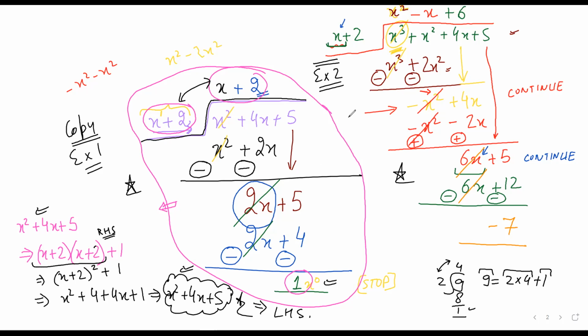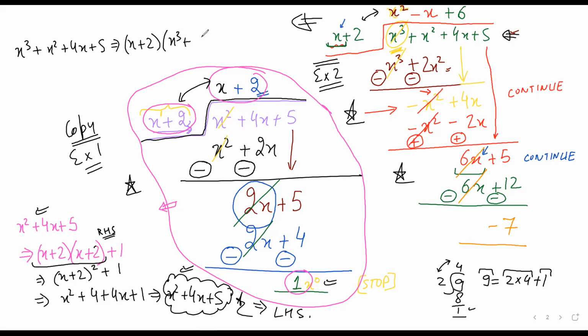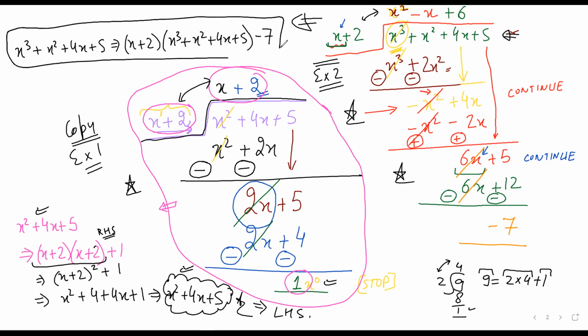So for example, in this question, if I have to verify this, I won't do the full verification, but I'll show you how it is written. This would be written as x cube plus x square plus 4x plus 5. This should be equal to these two multiplied by each other: x plus 2 into x cube plus x square plus 4x plus 5. And if there is a minus 7, then you write minus 7 here. Have you understood, Sarthak? Yes, sir.